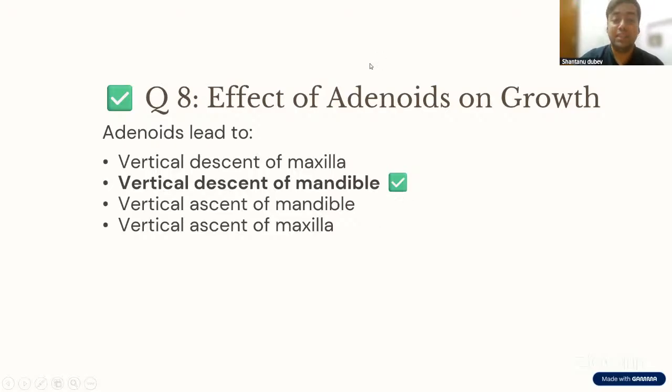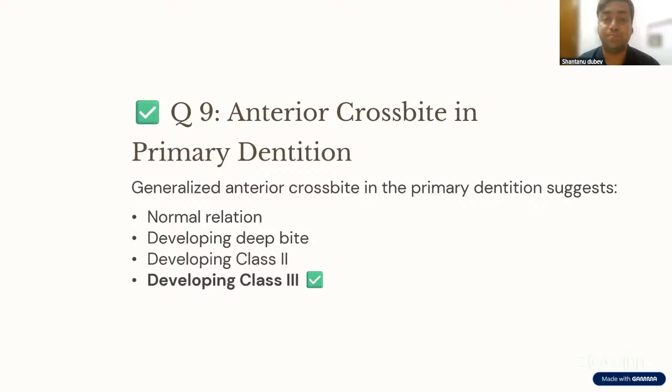The vertical ascent would further decrease the airway, right? Because the patient won't be able to breathe through the mandible, and hence the vertical descent of the mandible is the correct option. The ninth question we are going to discuss here is anterior crossbite.